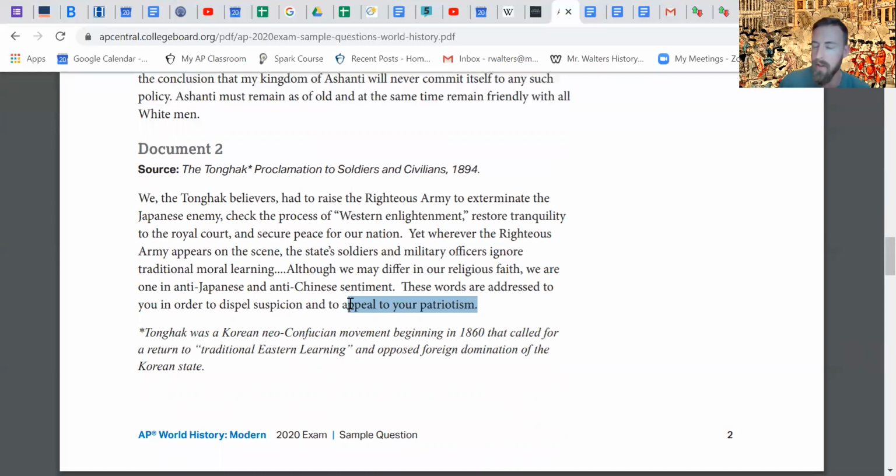Again, this is much stronger. This is talking about an army. This is talking about a military revolt or pushback. So I wrote here, military response.